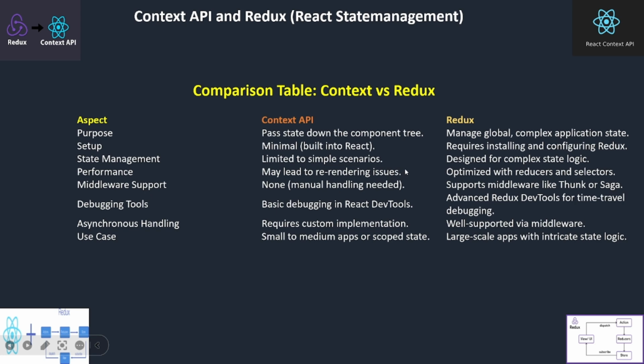Performance: Context may lead to re-rendering issues, while Redux is optimized with reducers and selectors, guys. Middleware support: Context needs manual handling, while Redux supports middleware like Thunk or Saga. Debugging tools: basic debugging with React dev tools for Context, and advanced Redux dev tools for time travel debugging, guys. Asynchronous handling: Context requires custom implementation, while Redux is well supported with middleware, guys. Use case: Context suits small and medium apps or scoped state, while Redux is specifically for large, scaled-up apps with intricate state logic. That is the comparison between the both, Context API and Redux, guys.